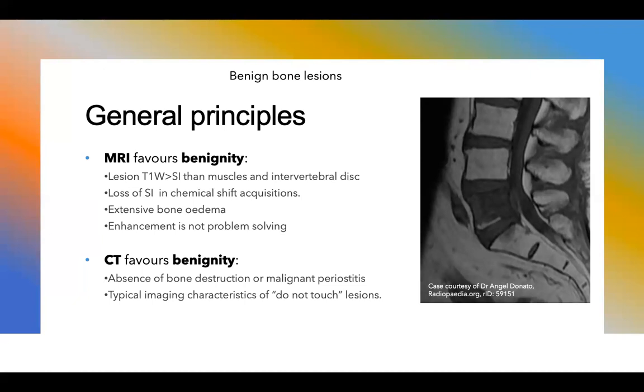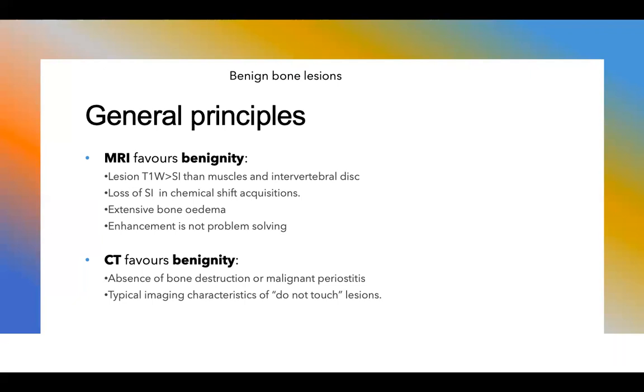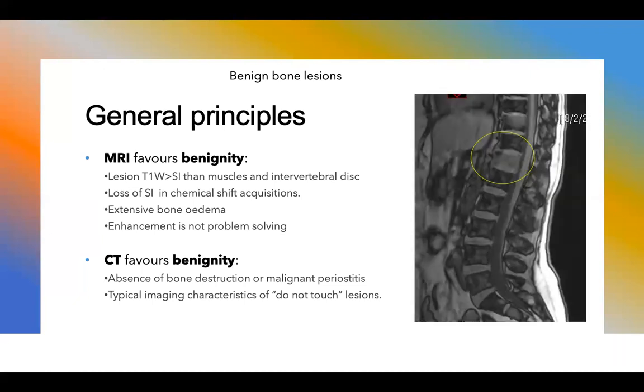Another is when there is loss of signal intensity in chemical shift acquisitions, again, in contrast to this scan where the bone marrow does not show any loss of signal in chemical shift, and when we have extensive bone edema. And we need to remember that enhancement is not actually helpful because both benign and malignant lesions enhance.